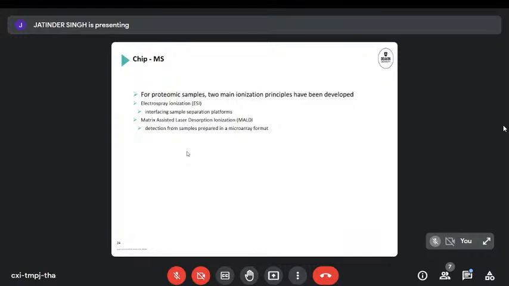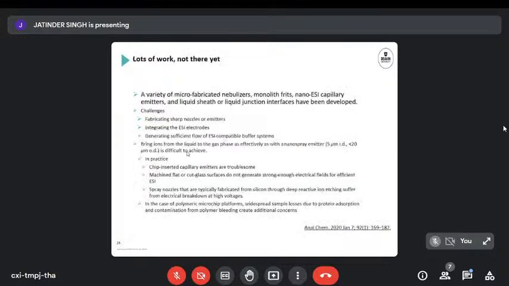Another part of people studying proteins do analytical chemistry. And chip LC-MS has been really popular for proteomics. We'll be looking at a couple of ways that chip liquid chromatography can be coupled to mass spectrometry to enhance and accelerate the workflow in proteomics. Lots of work has been done. Lots of challenges still exist.